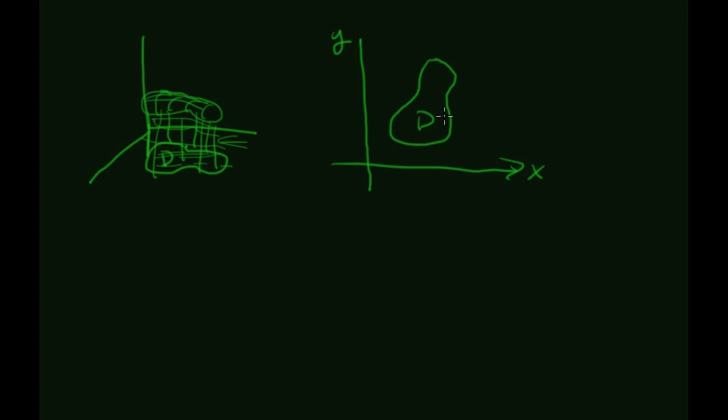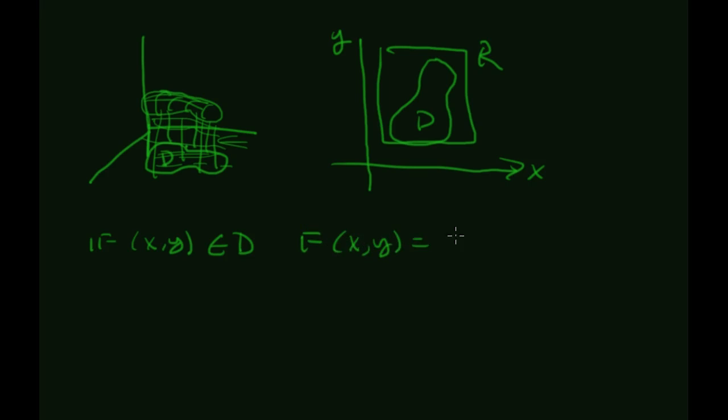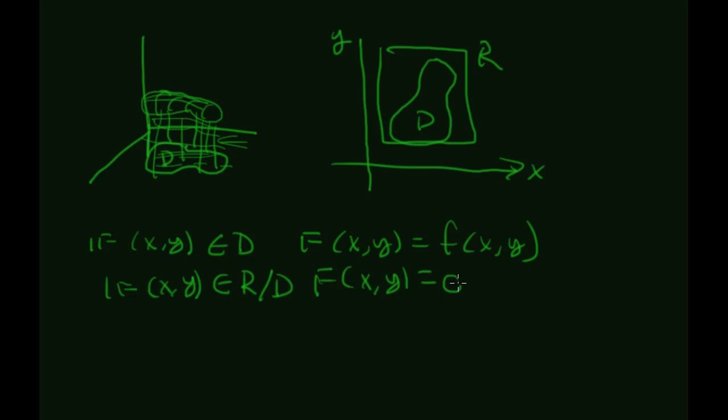What I'm going to do in order to find this is stretch a rectangle around it, which we're going to call R. Ultimately we're going to build a function here. If xy is in D, then the function big F of xy is going to be equal to little f of xy. But if xy is in R but not in D, so R minus D, big F of xy is going to be 0, because I only want to add volume if I'm over D. If I'm in R, not over D, I'm going to add 0.